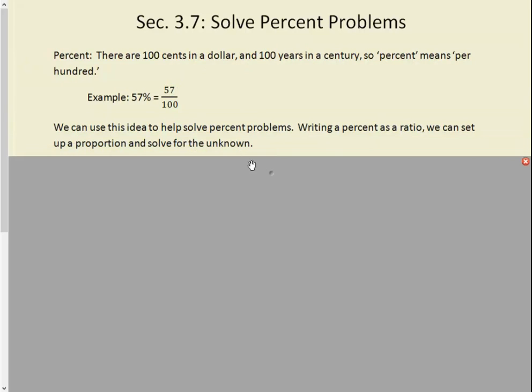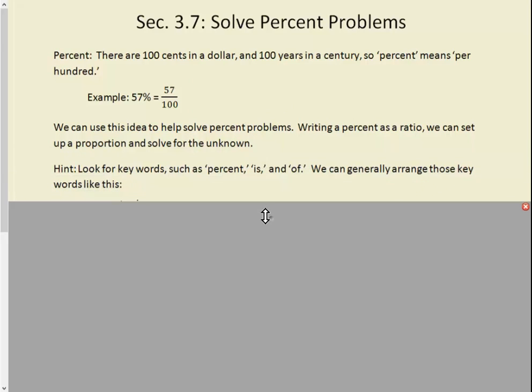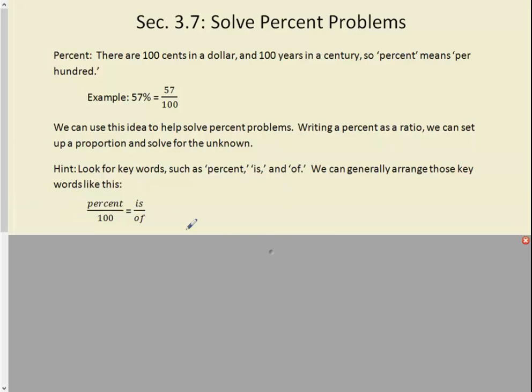For example, if we have 57%, that's the same as saying 57 per 100. And we can use this to help solve percent problems. So if we write percent as a ratio like we did here, we can set up a proportion and solve for an unknown quantity. And we want to look for keywords like percent or is or of in these problems to know where to put various quantities in our proportion. And generally speaking, it's going to look like this.